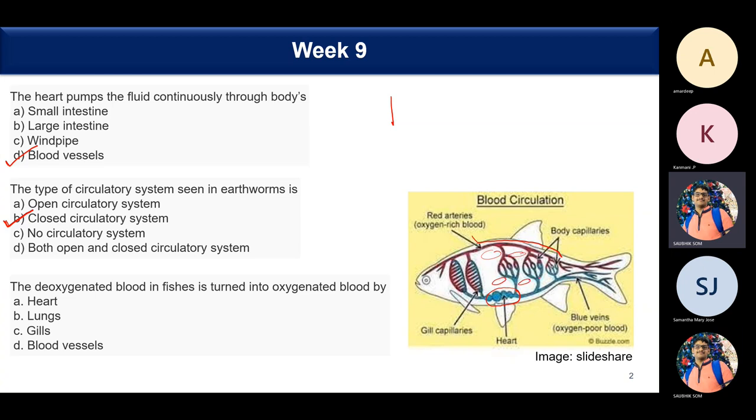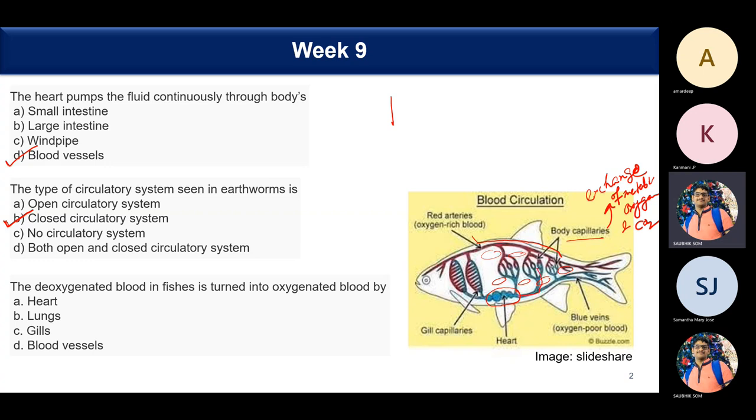In between and outside the organs there will be this capillary system. This capillary system is responsible for the exchange of metabolites, as well as nutrients, as well as oxygen and carbon dioxide. In this capillary, the oxygen is taken up.